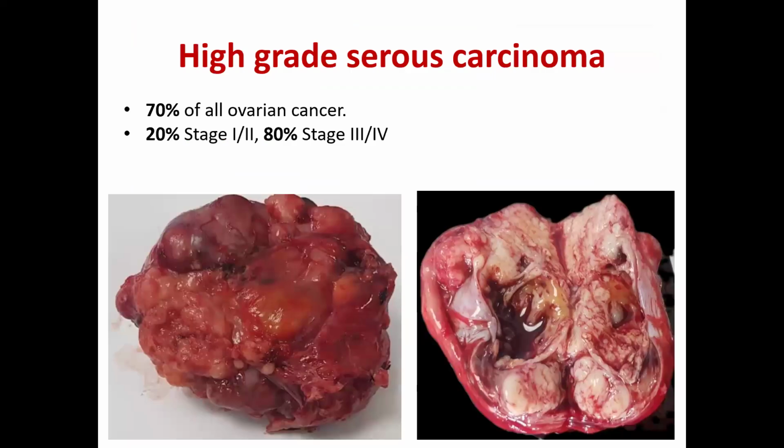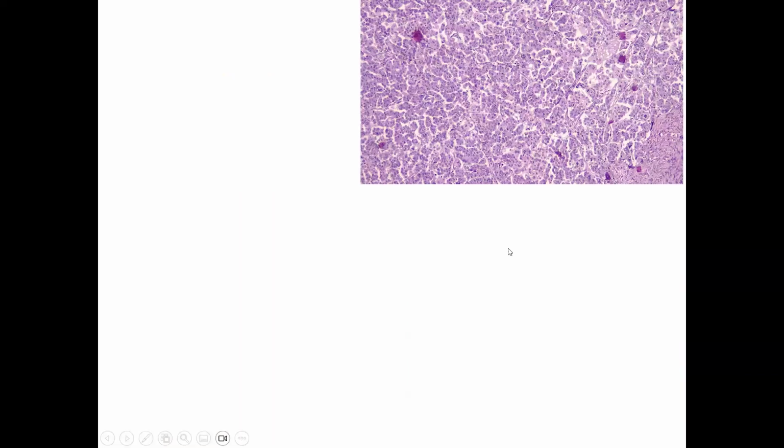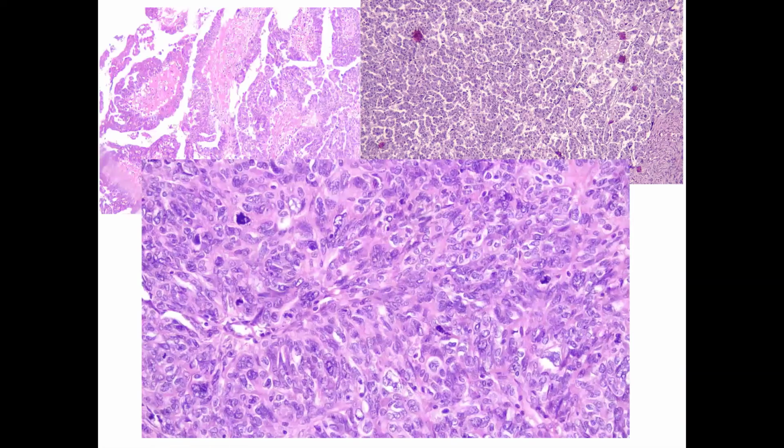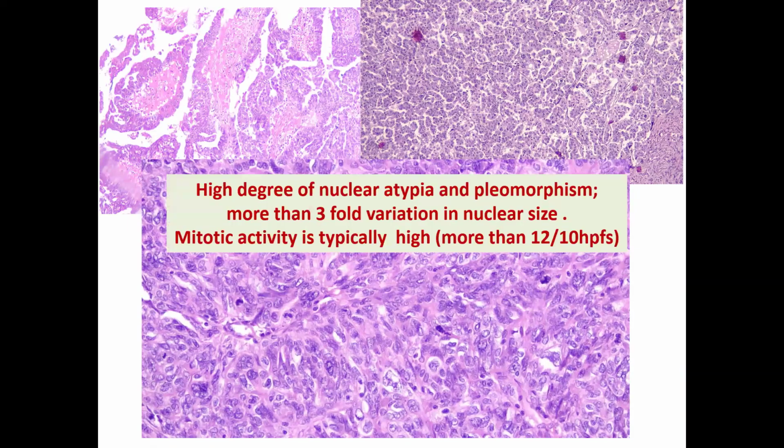High-grade serous carcinoma is about 70% of all ovarian cancer. 20% is early stage, stage 1 and 2, and 80% of cases, unfortunately, are advanced stage, stage 3 to 4. Here is the gross appearance, showing this solid architecture. We may have some papillary structures. They have multiple patterns under the microscope. We may see micropapillary, macropapillary, glandular, solid structures, but all these show a high degree of nuclear atypia and high mitotic activity, more than 12 per 10 high power fields.